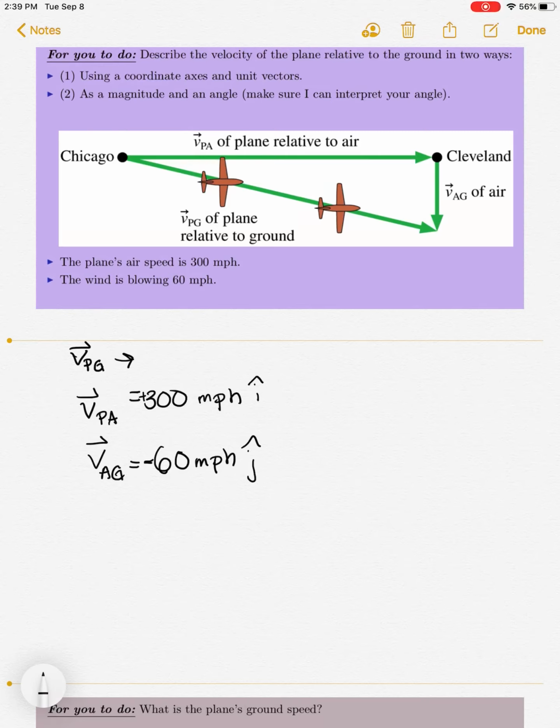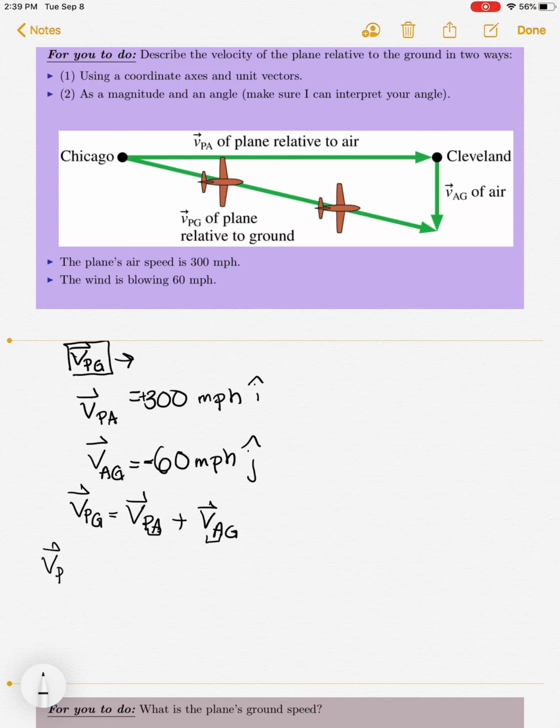So just like what I did before, I have VPG, VPA, and VAG, and I want to figure out this value, and this is going to be the overall resultant. And whenever I set this up, I have VPA plus VAG, and then I see that I have the A in between, so I know I set it up correctly, and then I can add the two systems.